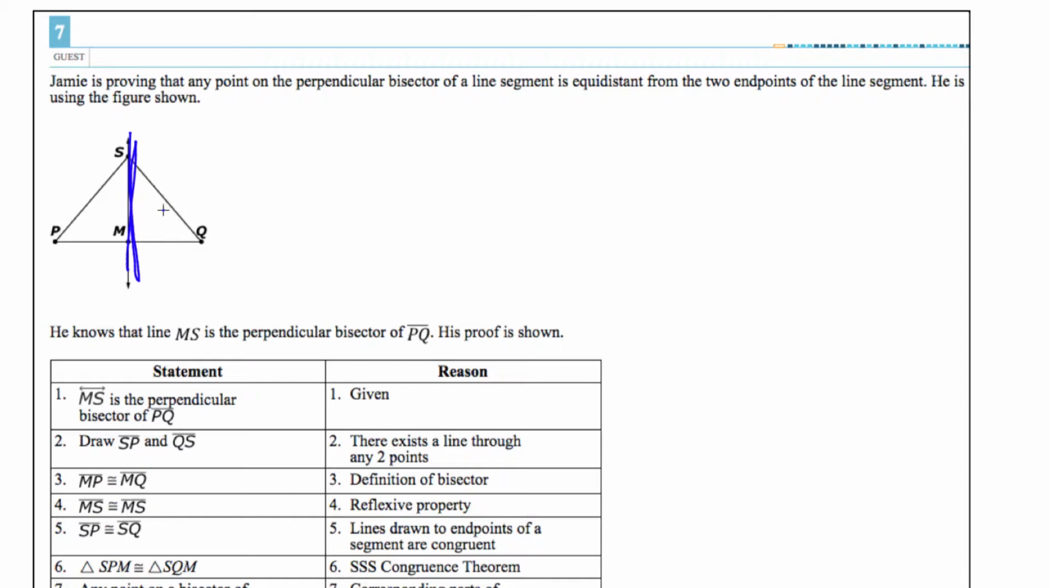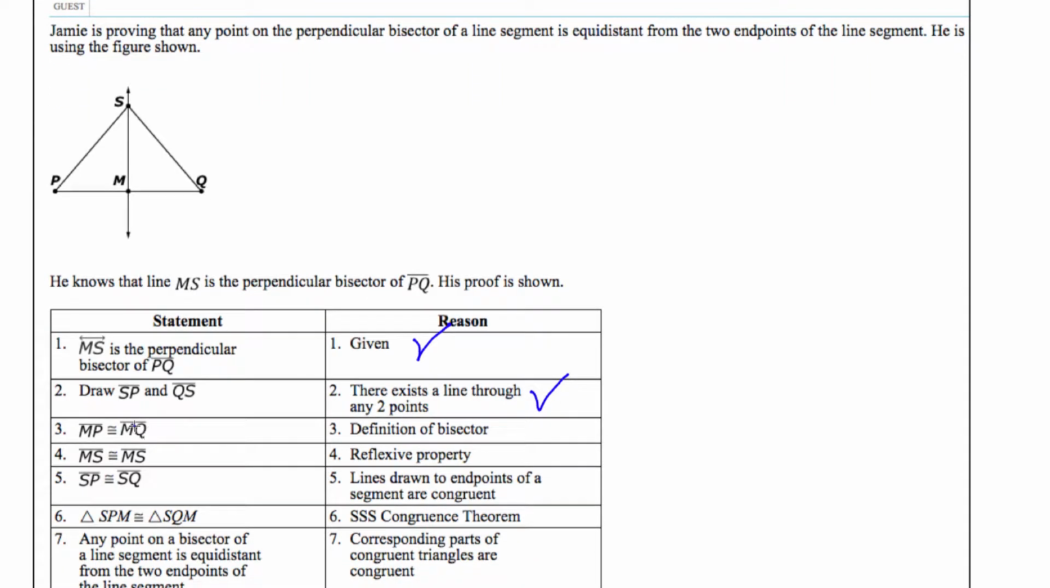Okay. And he knows that MS is perpendicular to PQ. So MS and PQ, that is 90 degrees. So that should be our given. MS and PQ are perpendicular. Yeah, so that's the given. So far, so good. So he's going to draw SP and QS. SP and QS. All right. That's good so far. You're allowed to draw a line.